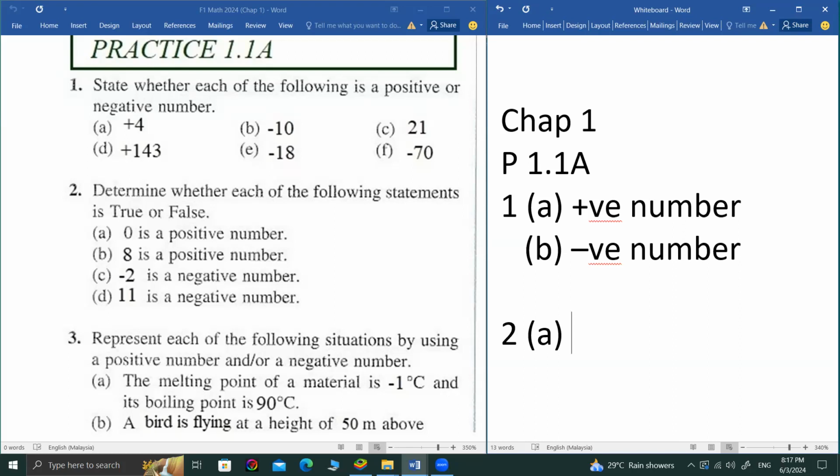Okay, class. 0 is a positive number. True or false? Just your general knowledge. True. True. Zhao Xiang? True. Ziqi? True or false, right, class?